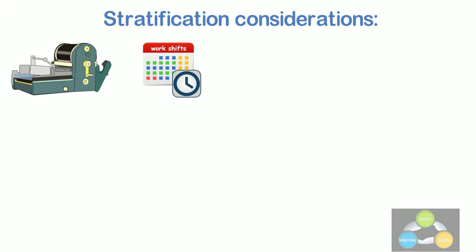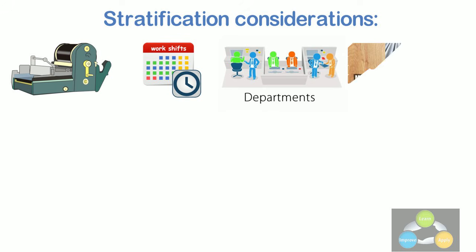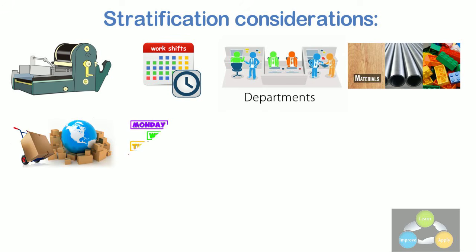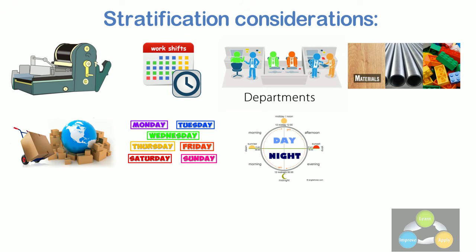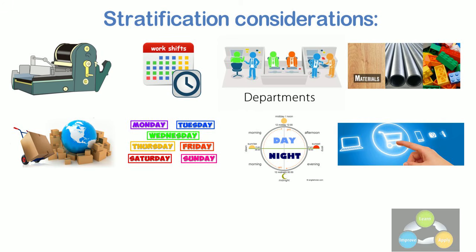Stratification considerations. Here are some examples of different sources that might require data to be stratified: equipment, shifts, departments, materials, suppliers, day of the week, time of the day, or maybe products. Survey data usually benefit from stratification.